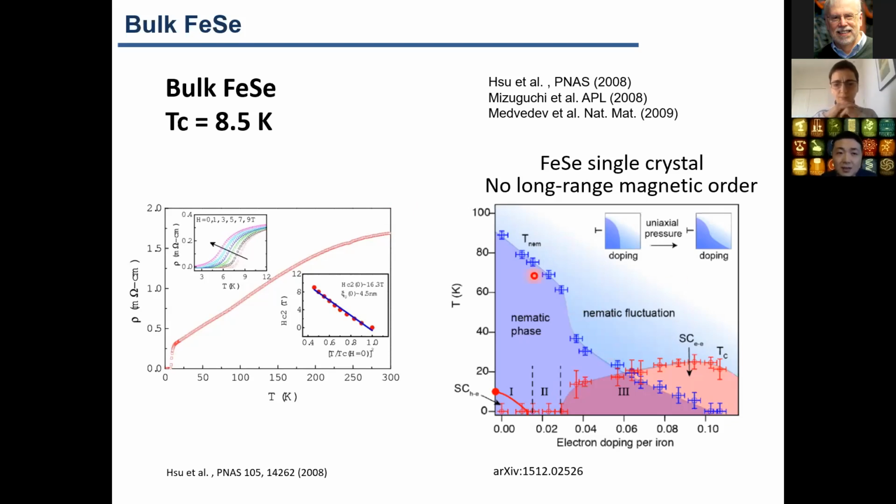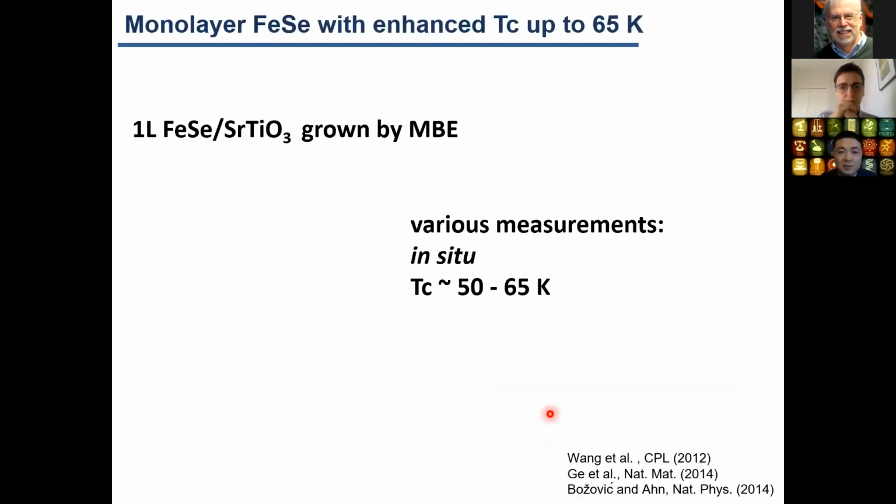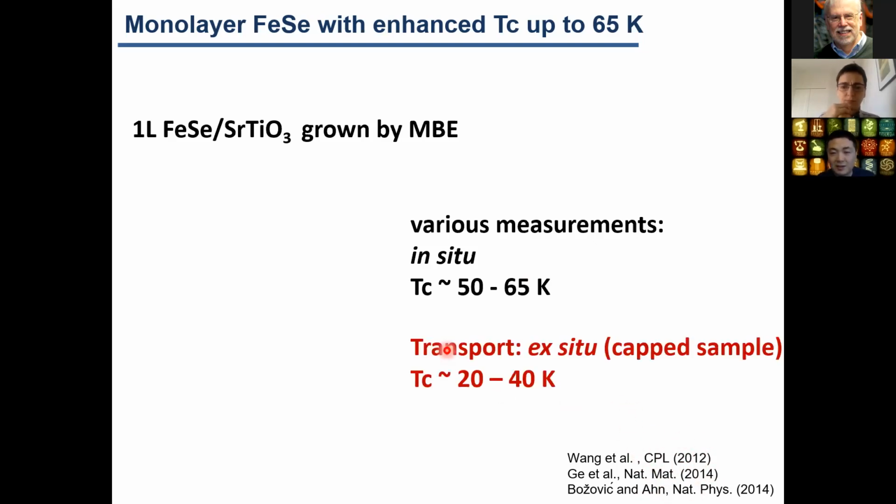Now if we go to monolayer iron selenide, the phase diagram becomes even simpler. For the monolayer case, the phase diagram doesn't even have the nematic phase anymore. The only phase for monolayer iron selenide is just superconductivity. Monolayer superconductivity was discovered later than the bulk, first in 2012. And of course, the largest surprise is the Tc. Compared to bulk iron selenide, the monolayer has a much higher Tc.